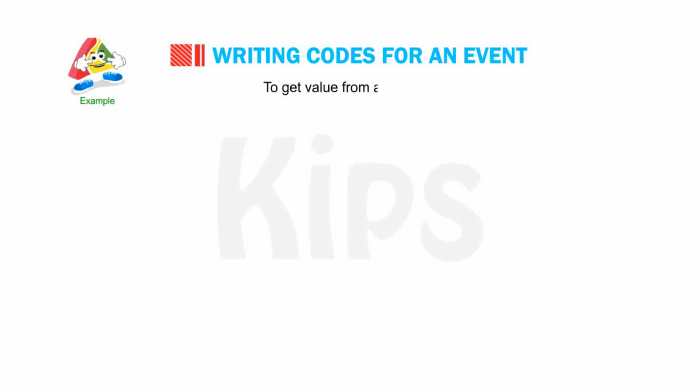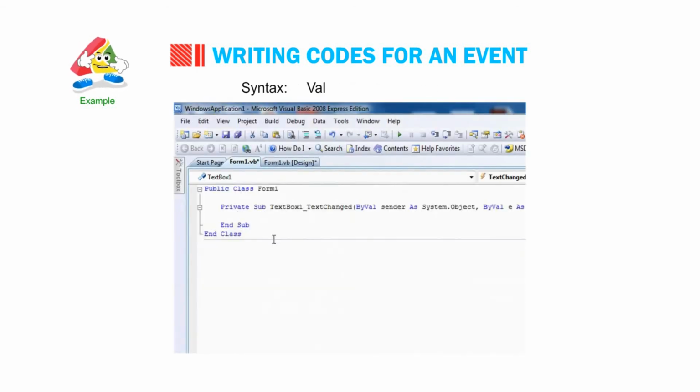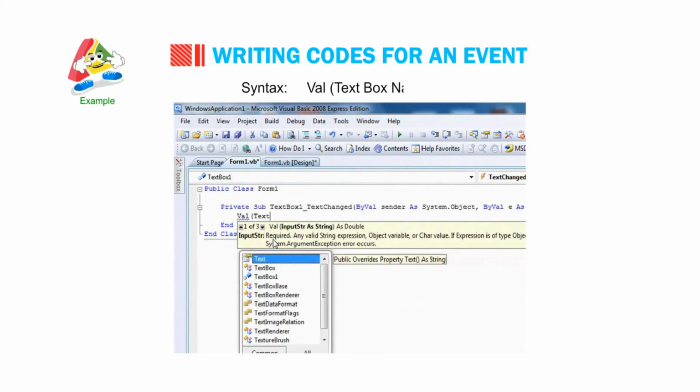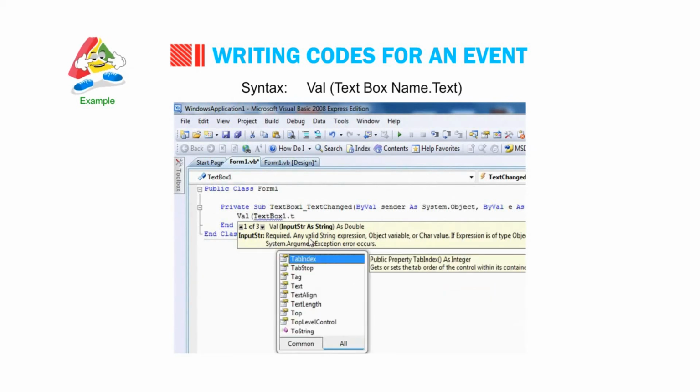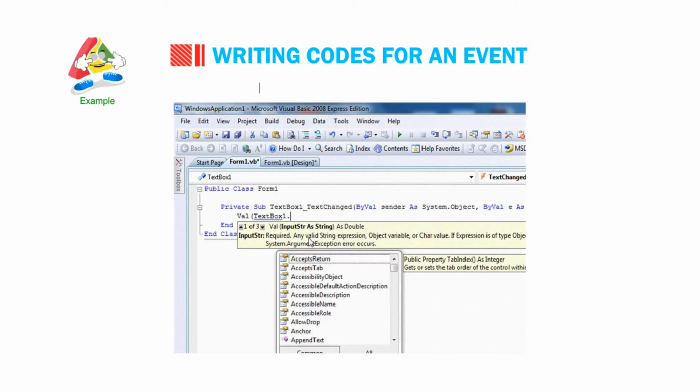To get value from a text box. Syntax: Val(text box name.Text). Example: Val(TextBox1.Text).